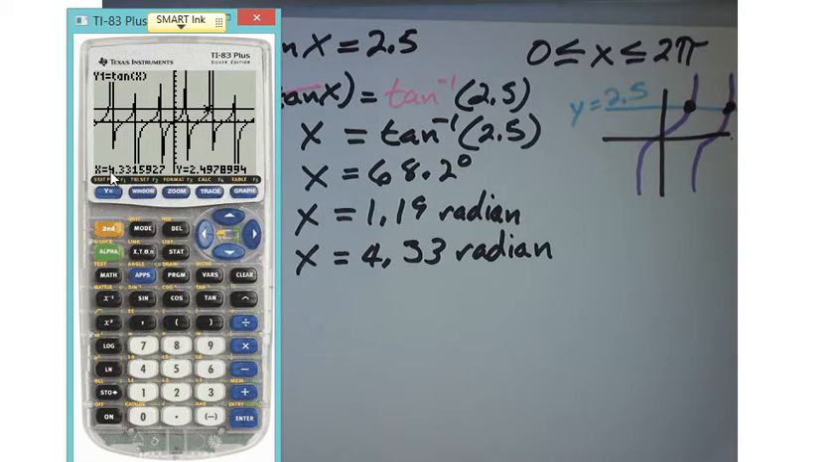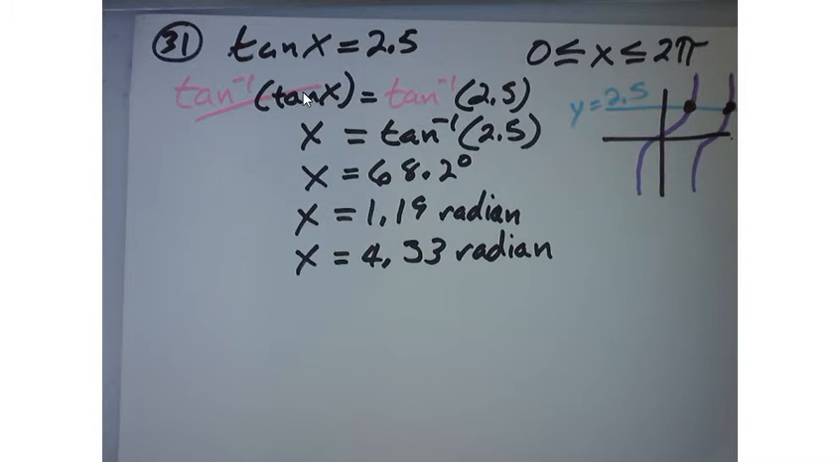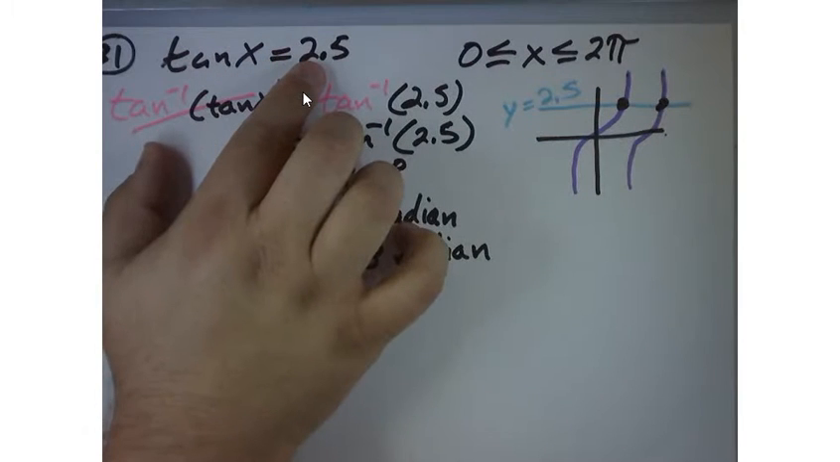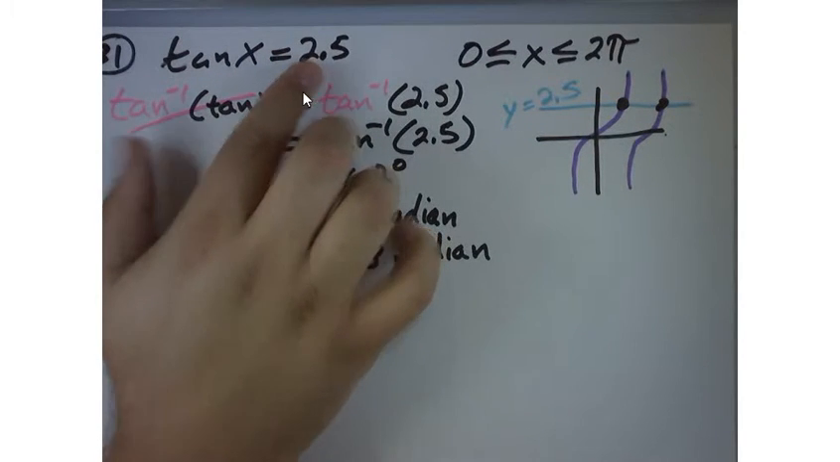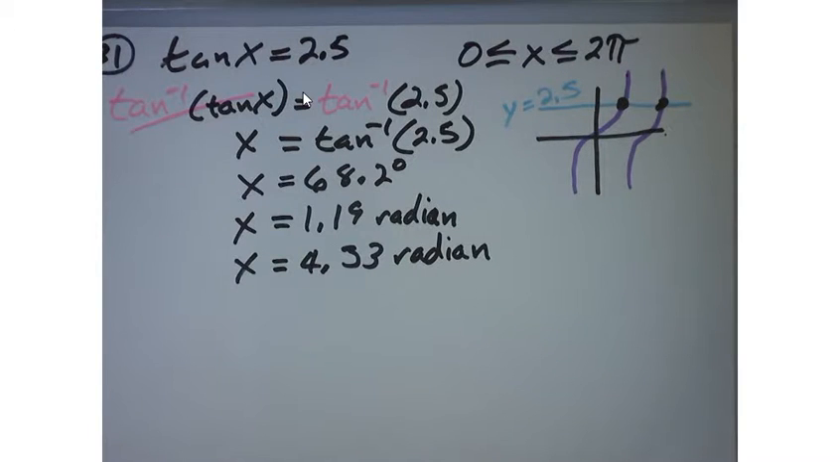So here's what we're looking for. When I say tangent of x equals 2.5, that means if I look at the tangent function across its domain, when I plug in a certain value for x, I should get 2.5 for y. That's what this is saying.